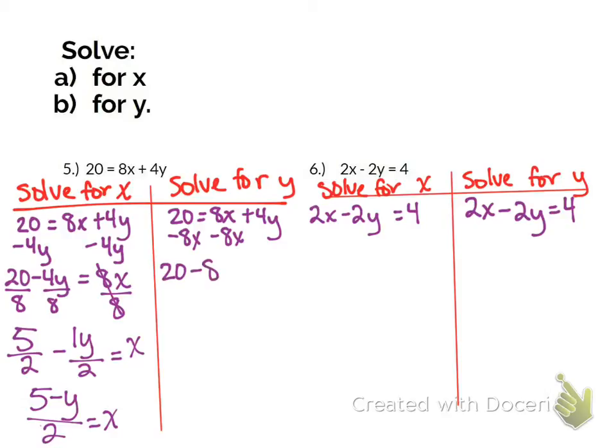So 20 minus 8x equals 4y. To finish getting y alone, we need to divide by 4. Since all of these terms are divisible by 4, I'm going to go ahead and split up my fraction and divide every single piece by 4. 20 divided by 4 gives me 5. Minus 8x divided by 4, 2x. We should still have an x with it even if we divide. And now it equals y.